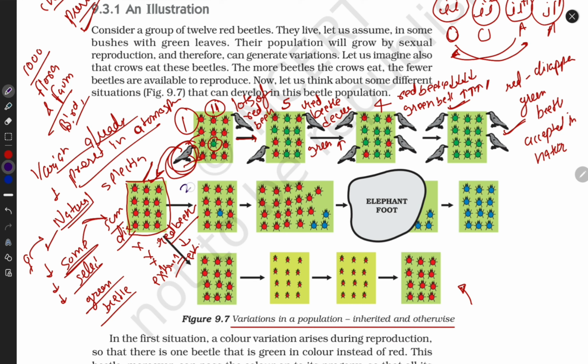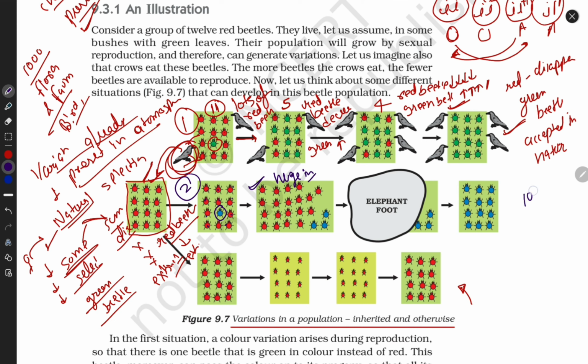Now switch towards the second. Look here, these are multiple red beetles, but there are few blue beetles. Now what happened next? Here, red beetles grow faster and faster because they are huge in number, guys. They reproduce. Look here.